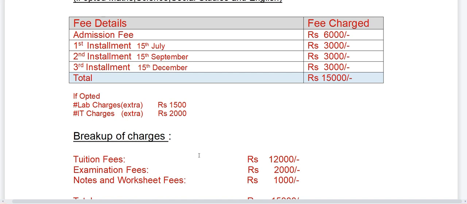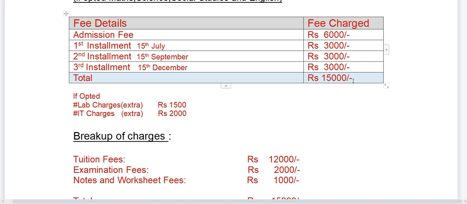That would be charged extra, that is 1000 for the whole year. And if IT charges are applicable, that would be 2000 extra. And here is the small breakup of the charges. That would be 15,000 in all. Here we are going to continue all our 4 subjects: math, science, social, and English. Hindi will not be included, and lab charges are not included in 15,000.